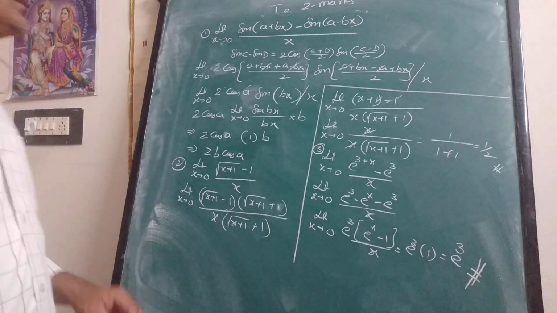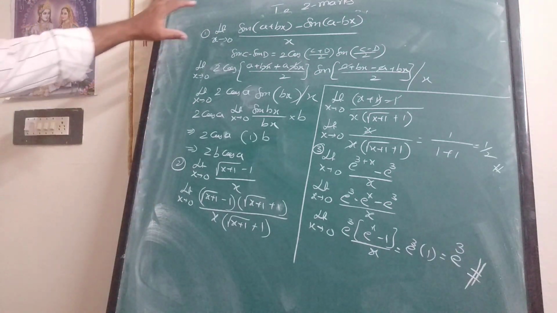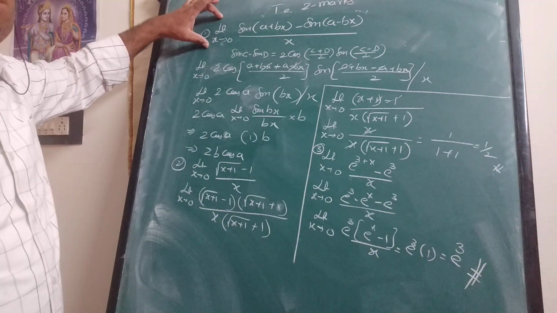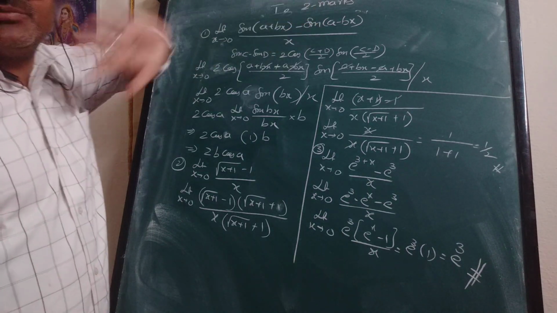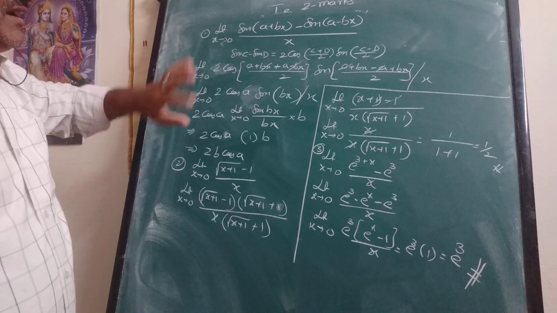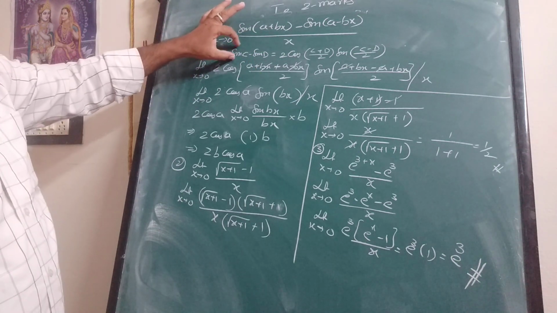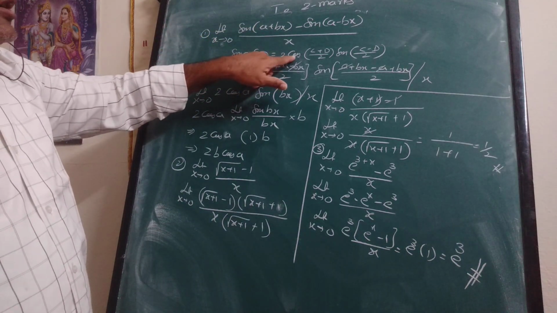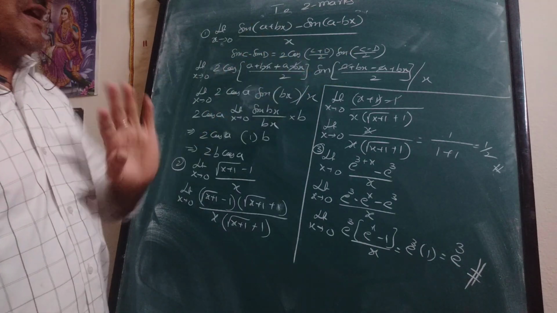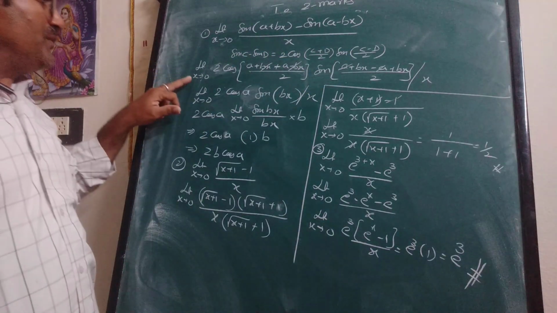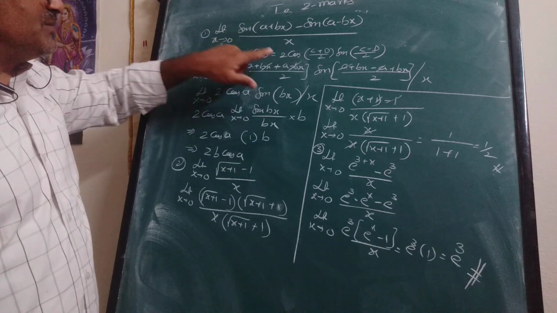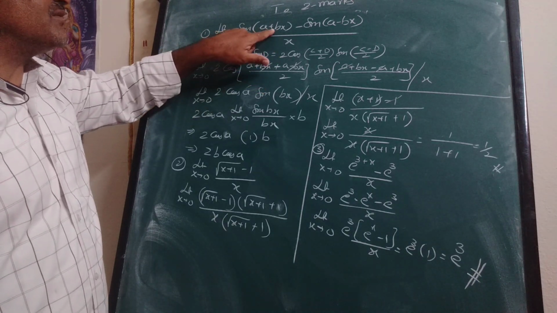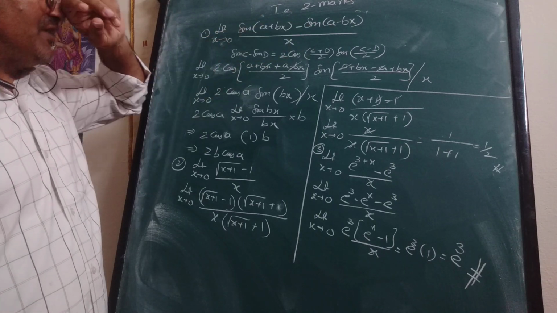Listen children. Now, limit x tends to 0, sin of a plus bx minus sin of a minus bx by x. It seems to be in the form of sin c minus sin d, 2 cos of c plus d by 2 and sin of c minus d by 2. Apply the formula 2 cos of, in the place of c we have a plus bx, in the place of d we have a minus bx.